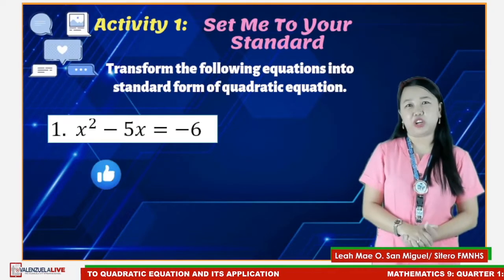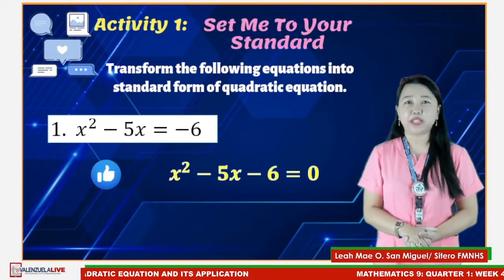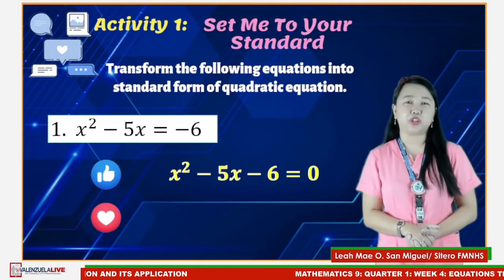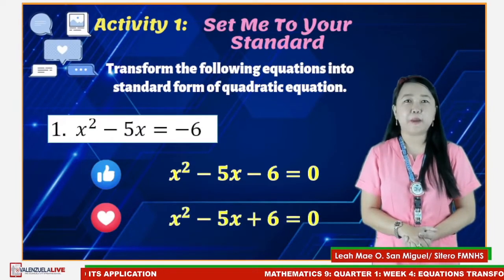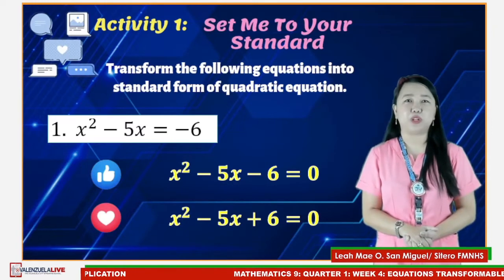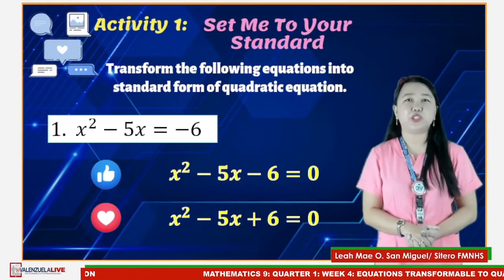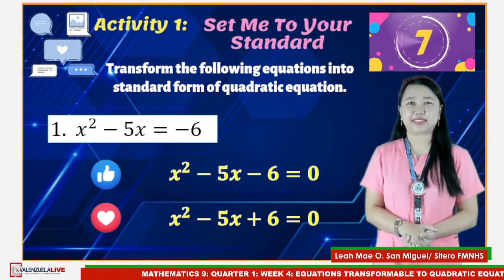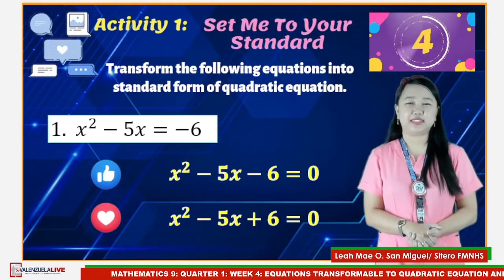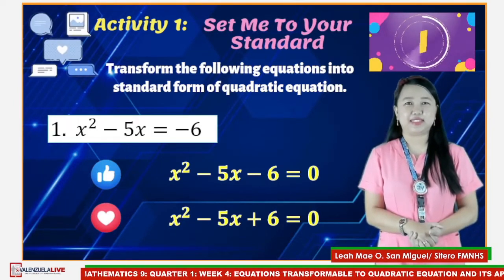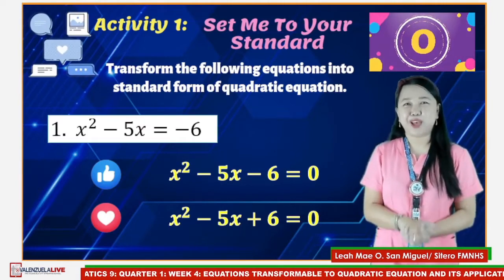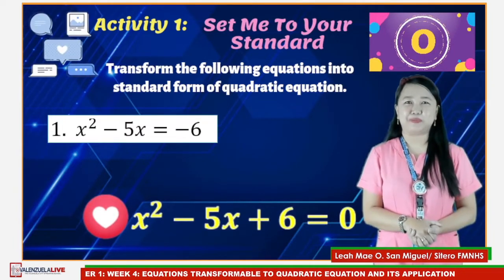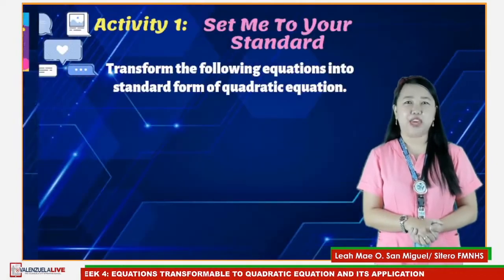Click like reaction if your answer is x squared minus 5x minus 6 is equal to 0, and love reaction if your answer is x squared minus 5x plus 6 is equal to 0. You have 10 seconds to key in your answers. Go! Time is up. If you click love reaction, then you're right. Awesome. Let's proceed to second given.